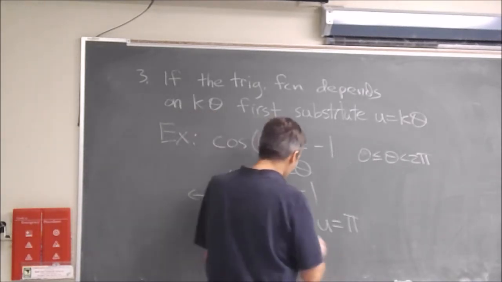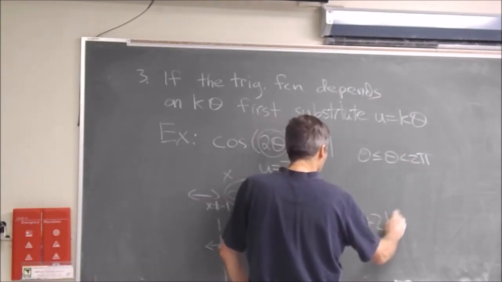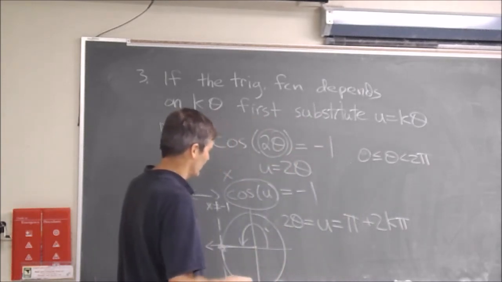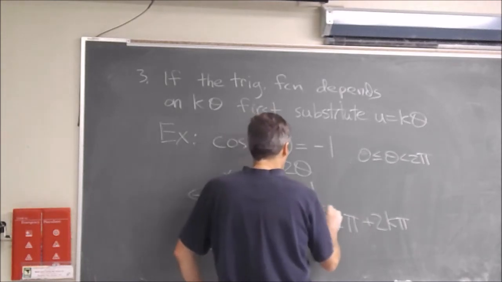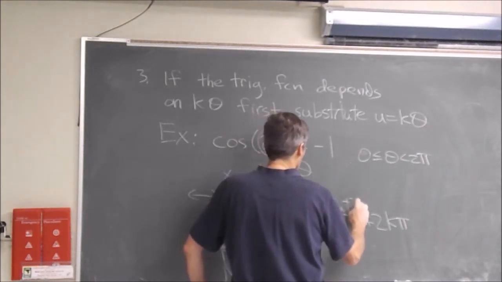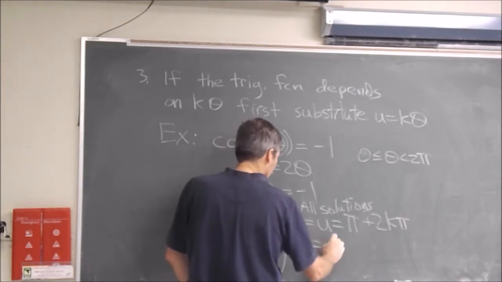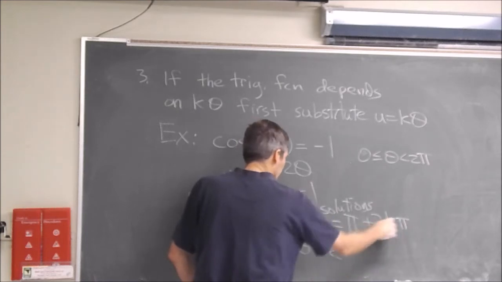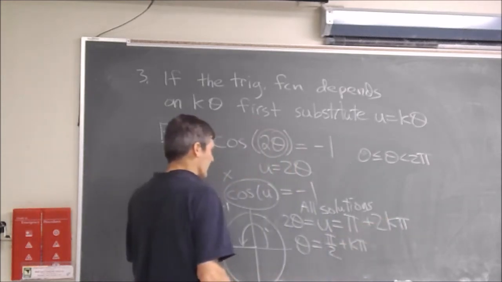I think it's easier. 2 theta equals u is pi plus 2k pi. That's k additional whole rotations, where k is any integer. So this is all solutions, theta, not just the ones between 0 and 2 pi. Now I divide through by 2 and get theta equals, I have to divide the whole side by 2, pi over 2 plus 2k pi over 2 is k pi. So those are all solutions.